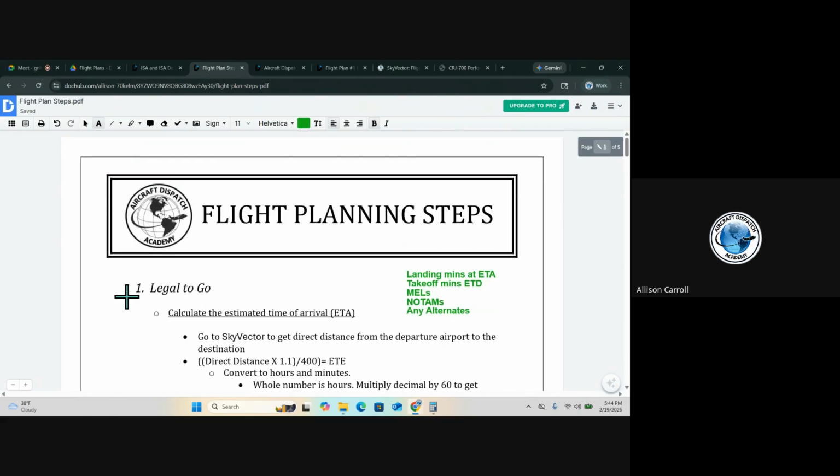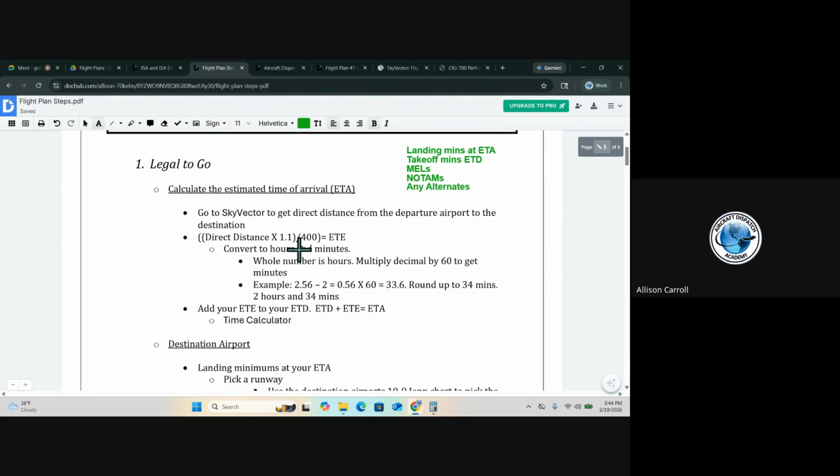So we did legal to go last night for Denver to Salt Lake. Remember, we had to find our ETA. So we went to SkyVector and just got the direct distance from Denver to Salt Lake, because at that point we had not built a route yet. We padded it by 10%, multiplying it by 1.1. And then we divided that by 400, because 400 is our average rate of speed, 400 knots. And that gave us our ETE, which was 56 minutes, right? Short flight, just over the Rocky Mountain Range.